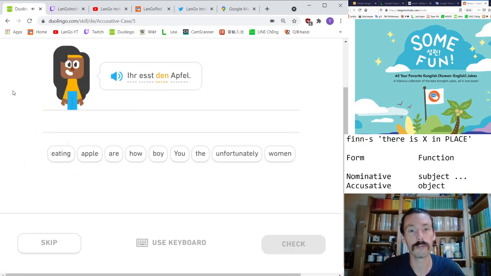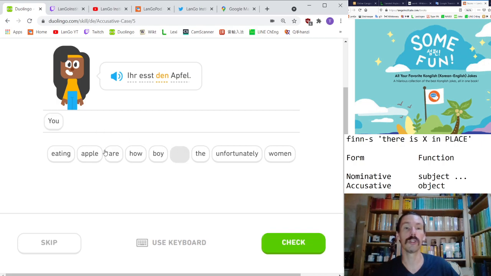Ihr esst den Apfel. Ihr esst. This is one of the rarest present tense verb forms. It's got the unmutated stem ess with the t suffix. That's ihr, you plural. You all eat the apple. And here we see you are eating, rather.